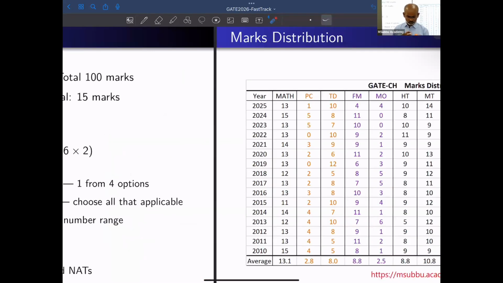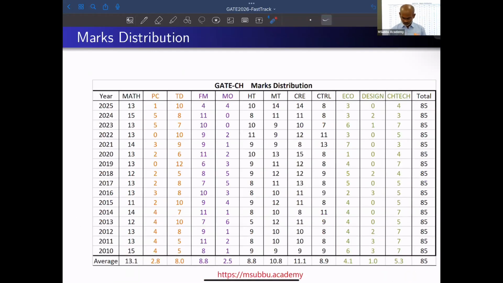Fine. This is the mark distribution. As I said, general aptitude is 15 marks. This is standard. And Max, sometimes they make it 13, sometimes it goes to 15 or 12. Sometimes a question like Laplace transform we can associate either with control or with Max. So we cannot easily say whether it is 13 marks or sometimes part of control. They try to keep it 13 marks, sometimes plus or minus 1 or 2 is allowed.